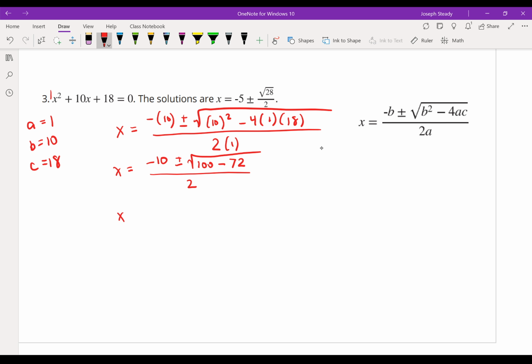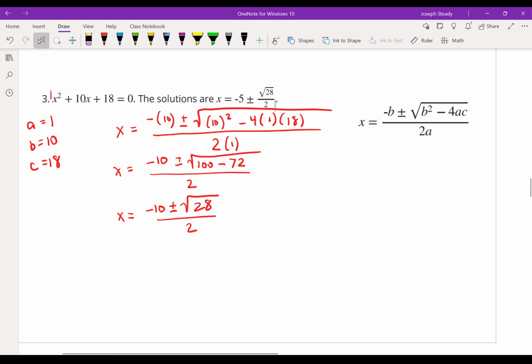From here, -10 is still just -10, plus or minus. 100 minus 72 is 28. So we have the square root of 28 here, divided by 2. You might have noticed right at the beginning that their answer looks a little funny. It's not a nice number. It's -5 plus or minus the square root of 28 over 2. Well, this is where that is coming from.